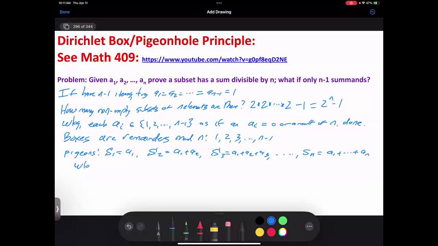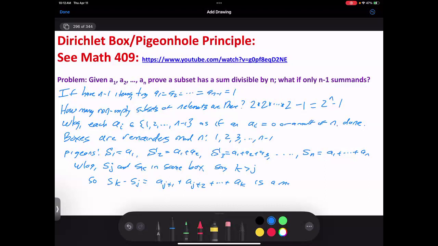Good. So without loss of generality, S_j and S_k are in the same box, let's say k is greater than j. So S_k minus S_j is going to be a_{j+1} plus a_{j+2} plus dot dot dot plus a_k, which is a multiple of n, as S_k minus S_j has remainder 0.